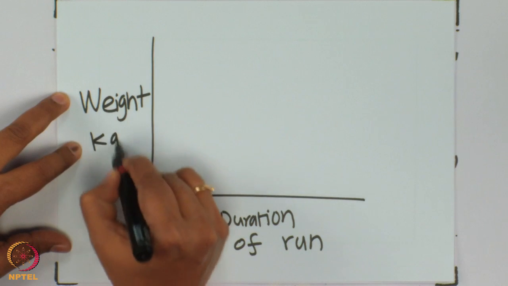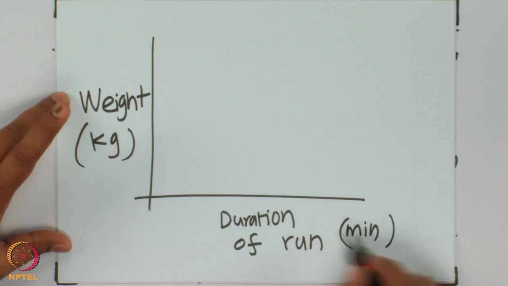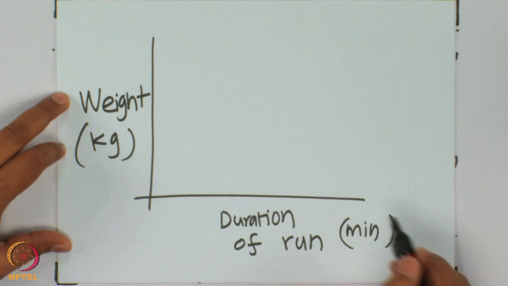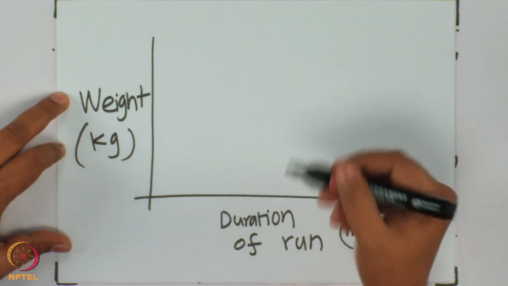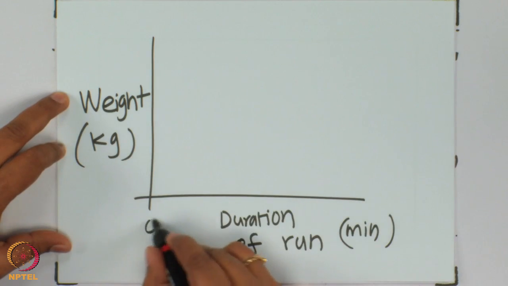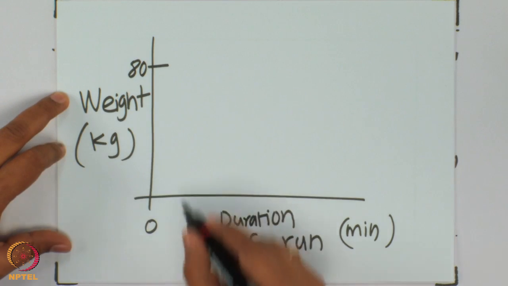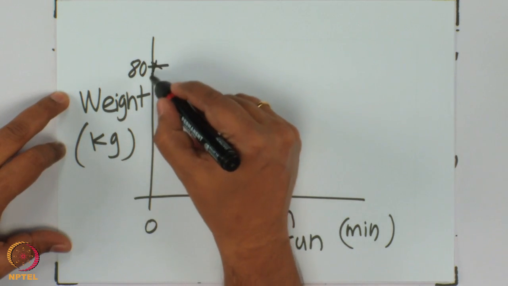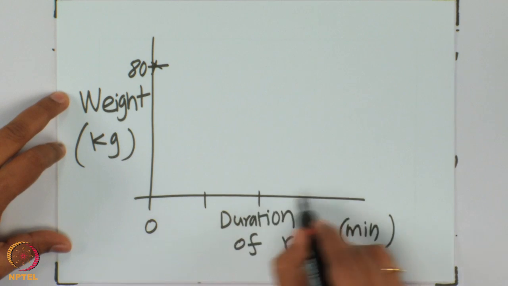So this will be in kg and this will be in minutes. For different people, this graph will look different. Depending on the person, this graph will have a slightly different starting point and all that. So at 0, let's say I weigh about 80. When I don't run, I have like 80 kg weight, and it will slowly decrease as I run 10 minutes, 20 minutes, and so on and so forth.